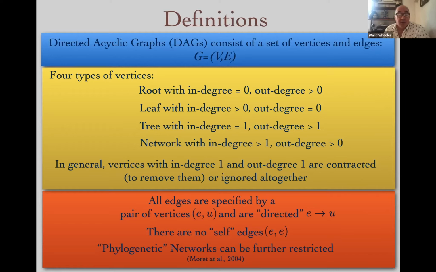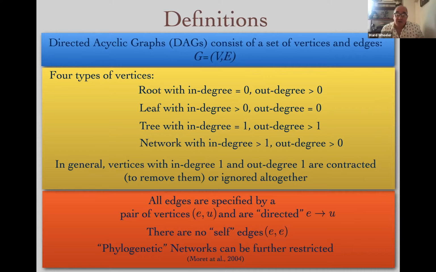In general, with these 4 types of vertices, we can create pretty much any graph we want in a phylogenetic analysis. In some cases, vertices with in degree 1 and out degree 1 can be created or present. They're usually contracted to remove them, or basically ignored. Now, all edges are specified by a pair of vertices (u, v) and are directed, and there are no self edges, no loops or anything like that.